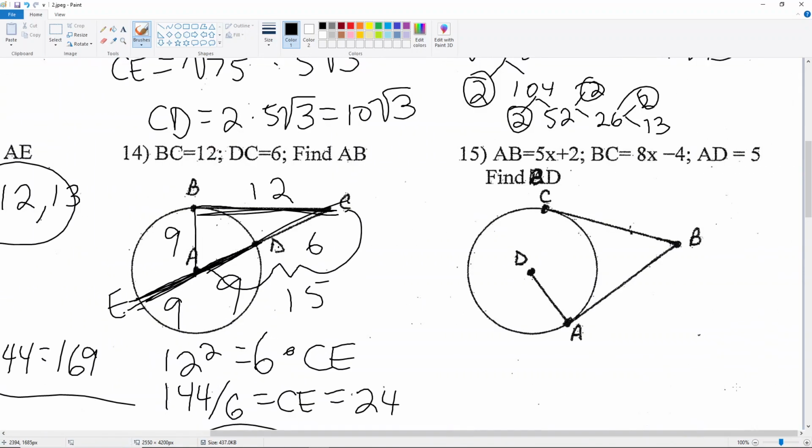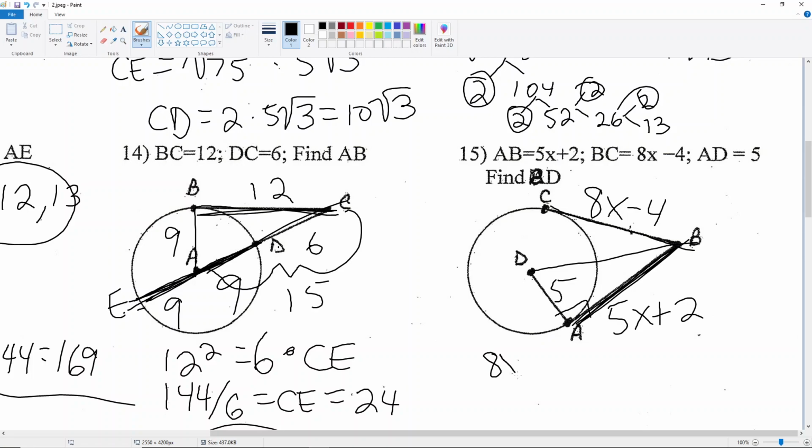Got it. Thank you. AB equals 5x plus 2. BC equals 8x minus 4. Since those are two tangents of the circle, both going out to the same point, those are equal. AD is 5. It wants us to find BD. Well, once we find what x is, we'll know what AB is, and then that's a right triangle there. So AB squared plus AD squared equals BD squared.